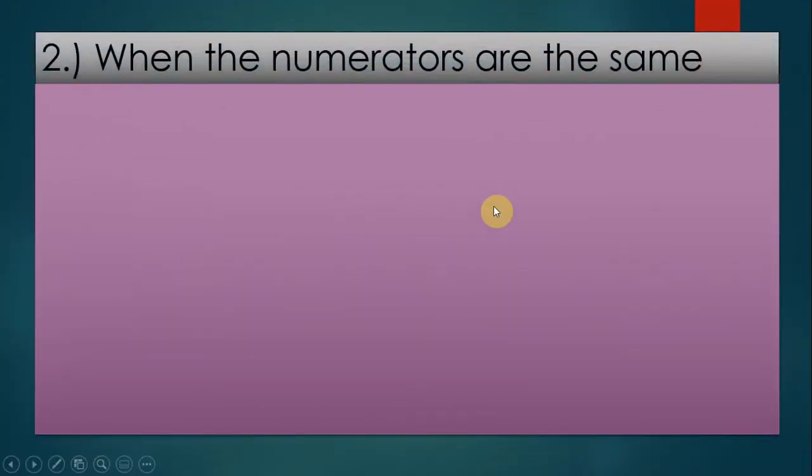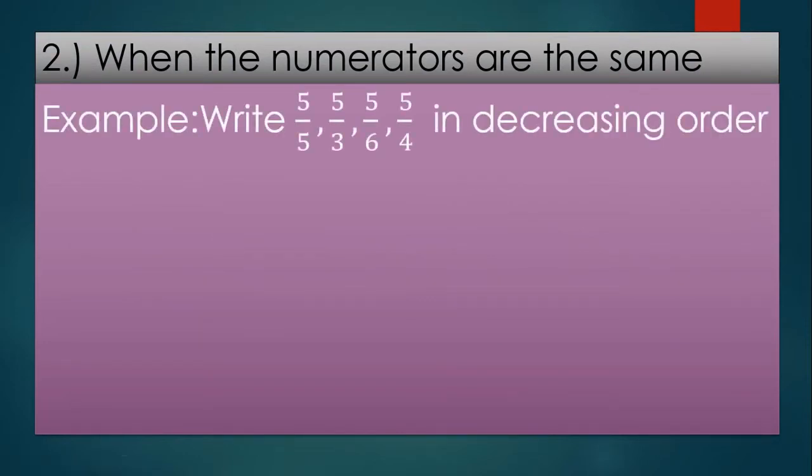Okay, let's have number 2. This time the numerators are the same. How will you arrange? Just like this example: 5 over 5, 5 over 3, 5 over 6, 5 over 4 in decreasing order. When you say decreasing order, it starts with the greater value. So which has the greatest value? They have the same numerator, so you will base it on the denominator.